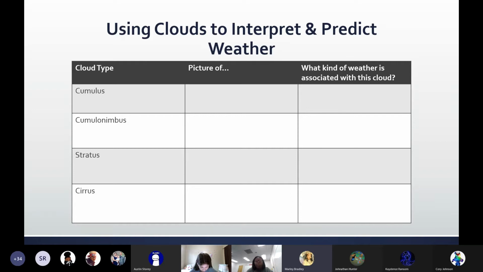Miss Neville, is there a type of cloud called altocumulonimbus? Altocumulus, yes. Okay.